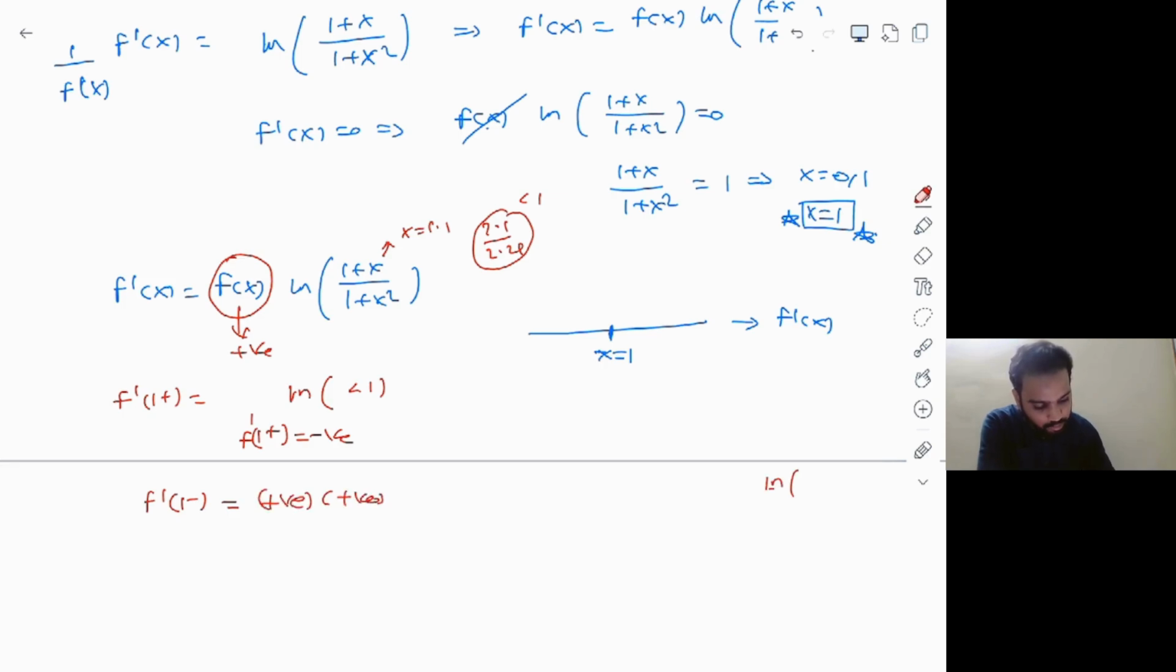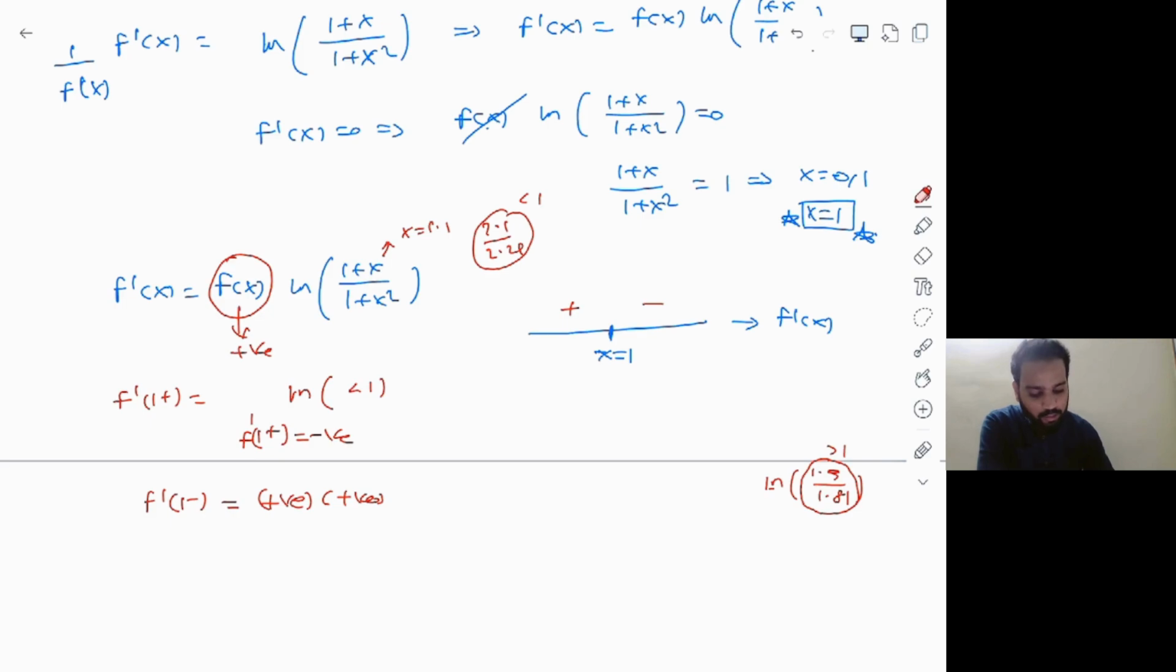You get something like this, ln of 1.9 divided by 1.81 if you try to put a value slightly lesser than 1, like 0.9. So clearly this is a value greater than 1. Ln of a value greater than 1 is positive. That is why f dash of 1 minus is positive. So what's the observation here? Before 1, f dash of x sign is positive. After 1, f dash of x sign is negative.